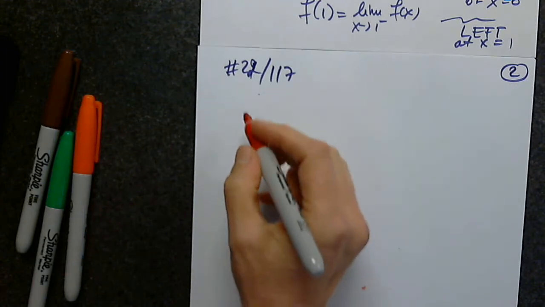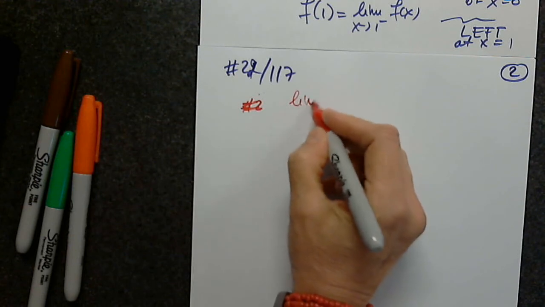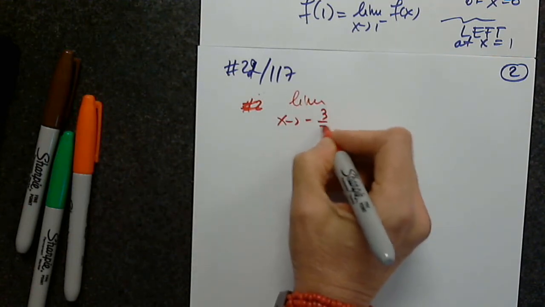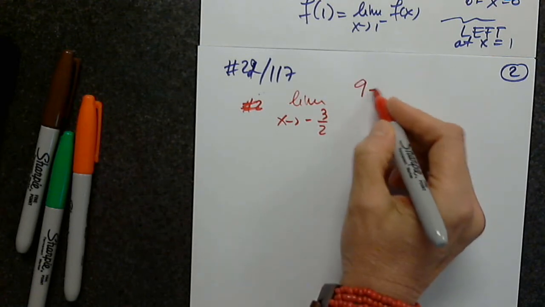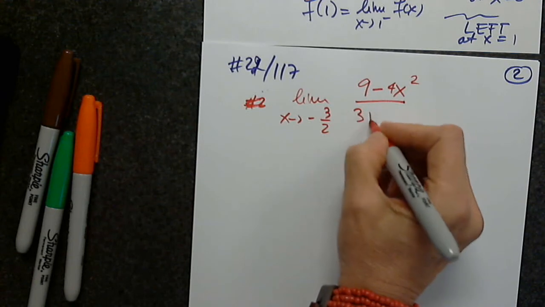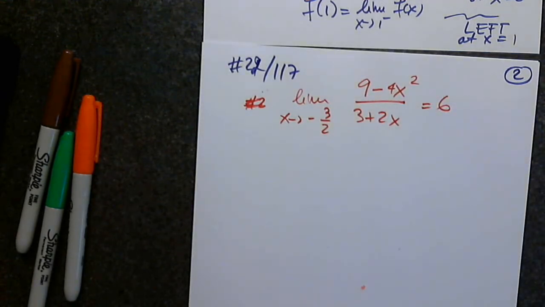22, we have, oops, I already wrote that. Limit as x approaches negative 3/2 of 9 minus 4x squared divided by 3 plus 2x equals 6. Very good. So in this problem, we're asked to use the epsilon delta definition, or the precise definition of the limit, to show that the limit exists.